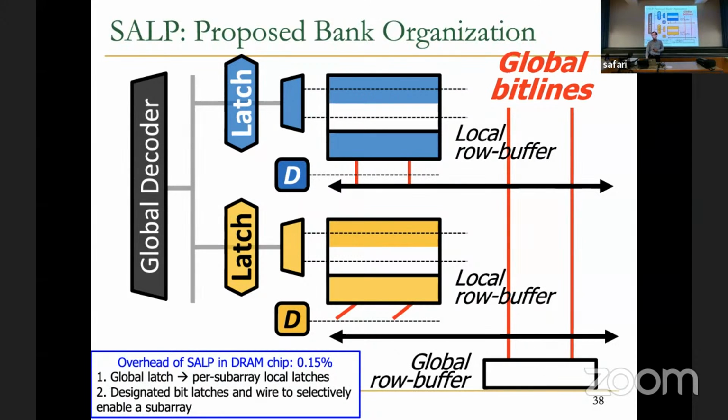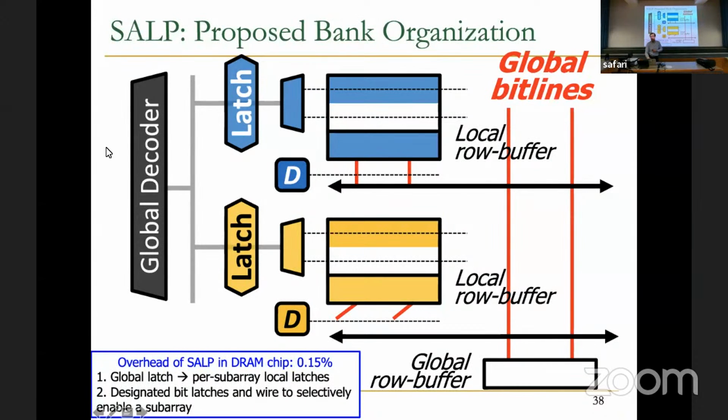And the benefit of having two latches is that you can enable two subarrays at the same time. Exactly. And then the switch goes in.